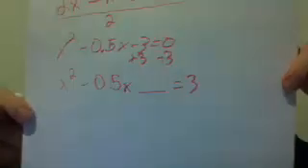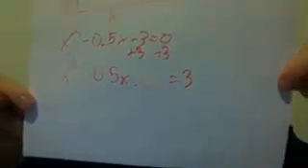So basically I do this, and then I'm like, okay, what do I want in the blank? What do I want as a perfect square trinomial? Well, 0.25 is half of that. 0.25 times 0.25 is 0.0625. So add 0.0625, but you have to add it to both sides because you've got to keep things balanced.